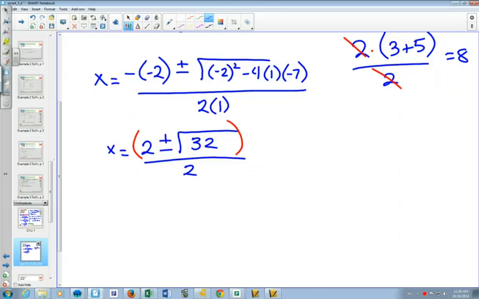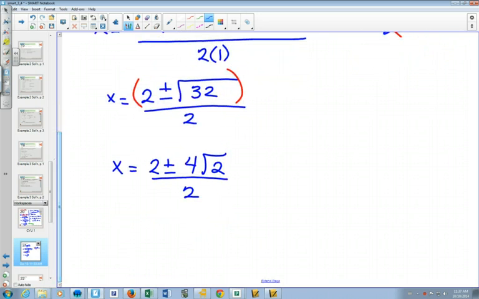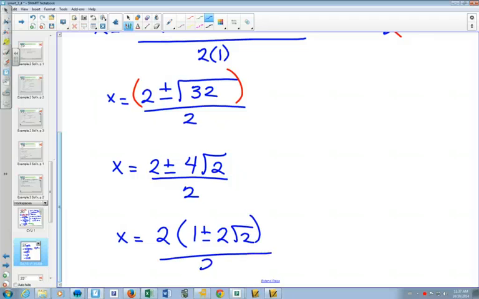However, we can simplify this. Square root of 32 is the same as 4 root 2. Now we can simplify because you could factor out a 2 out of the top, leaving you with 1 plus or minus 2 root 2. And once I've factored it out, then I can simplify it. And we get x is equal to 1 plus or minus 2 root 2.